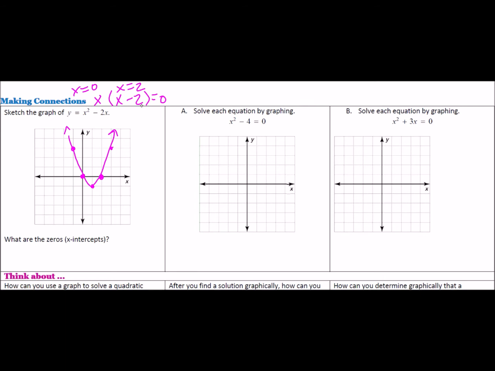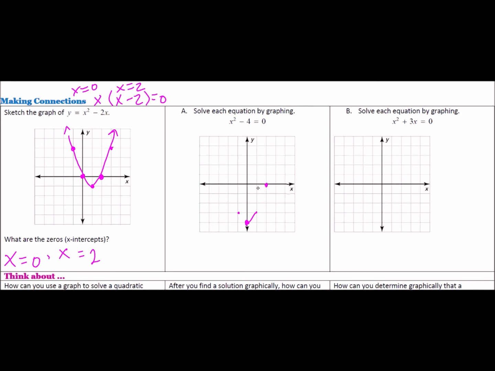My zeros, as you noticed, I already did that, were at x equals 0 and x equals 2. In this problem, this value is going to be our y-intercept, and in this case that is also going to be our vertex. There is no middle term, so this one's a little bit more simple. Again, you can use Desmos.